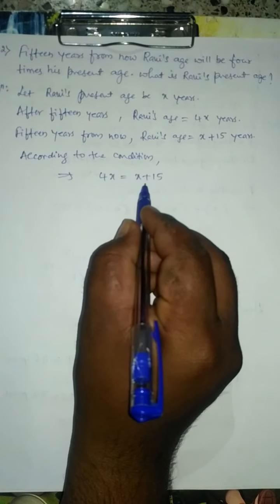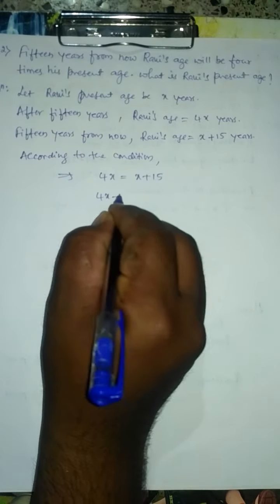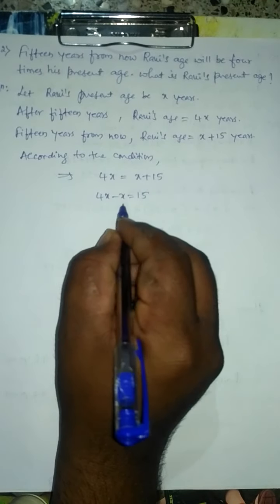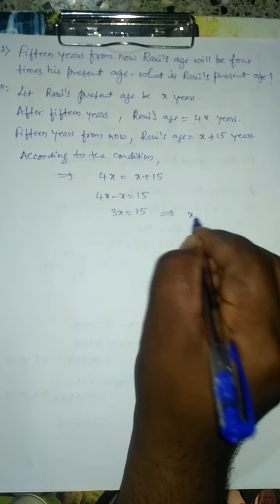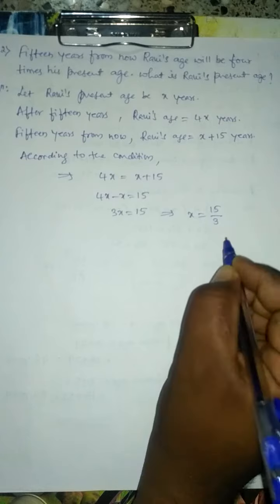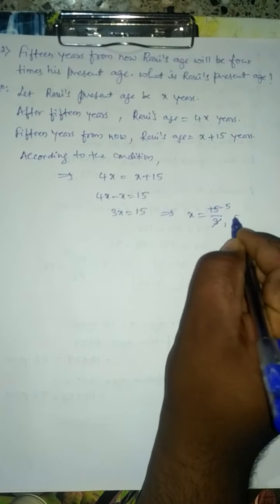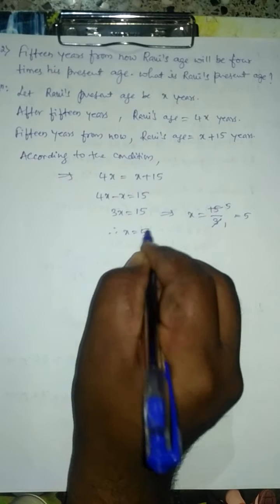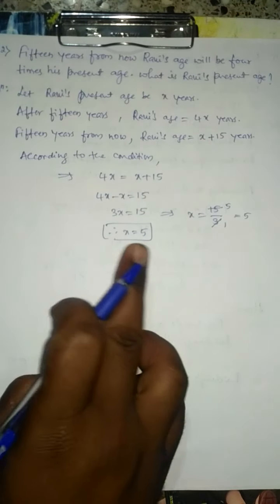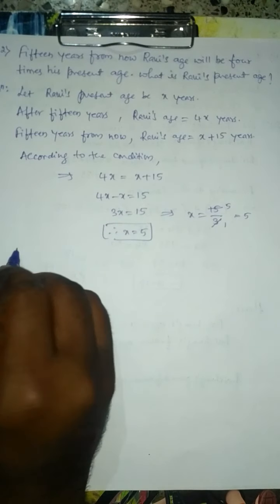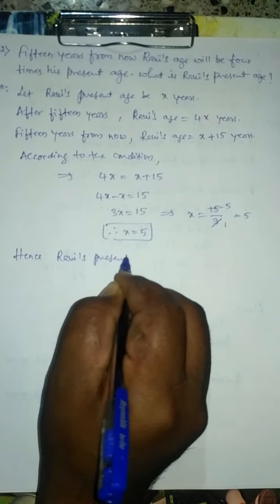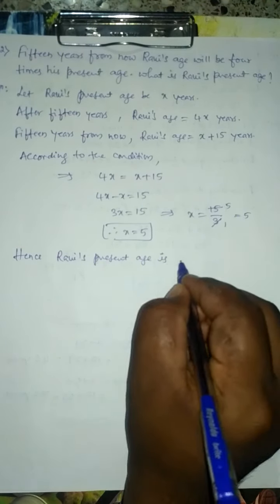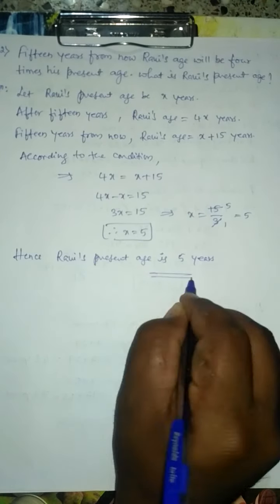Now I am going to transpose this x to the LHS. So 4x minus x is equal to 15. 4x minus x is 3x, which is equal to 15. So x is equal to 15 divided by 3. 3 fives are 15. So the value of x we got here is 5. Hence, Ravi's present age is 5 years. This is our solution.